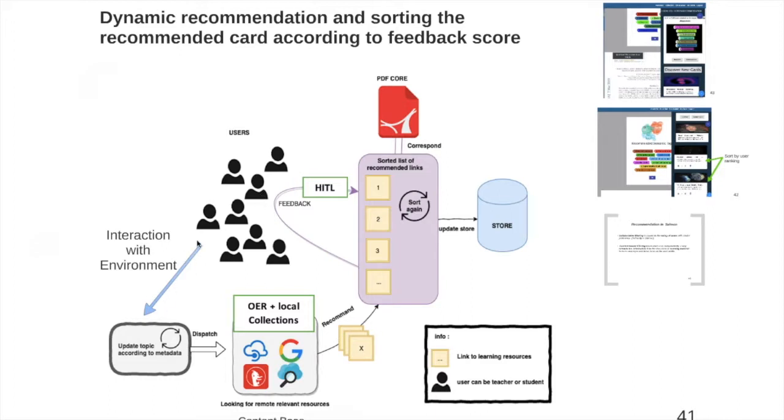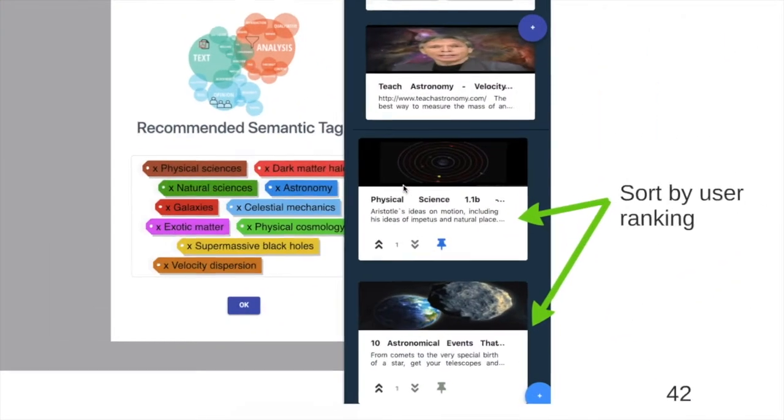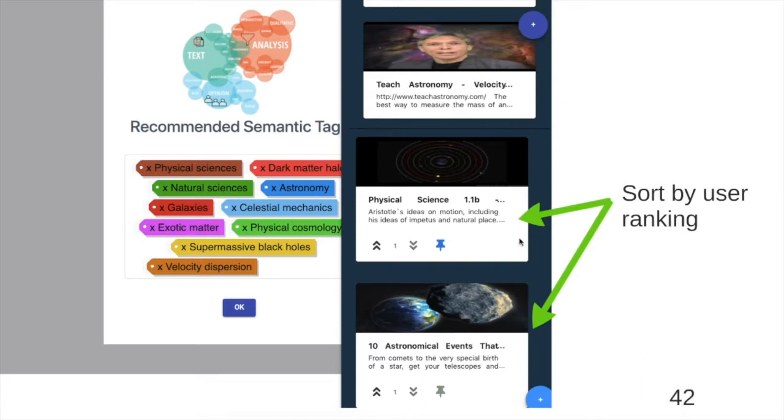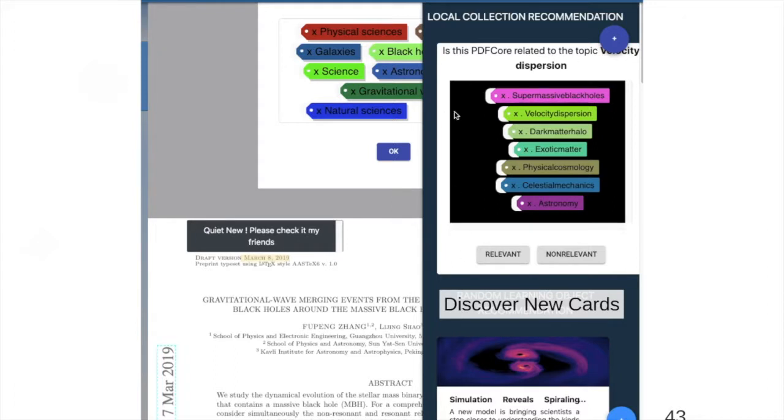At the same time, they can change the tags and metadata, then the query will be different, and this becomes a kind of dynamically changing sidebar. So here is our sidebar. As I mentioned in the scenario, it's sorted by the user feedback. On the top of the sidebar is the recommended PDF course from the same collection, and the user can compare the tags and say if they are relevant or not relevant. Here is the topic name, velocity dispersion, from the collection. This is the name of the collection that is automatically generated in the local collection recommendation section.